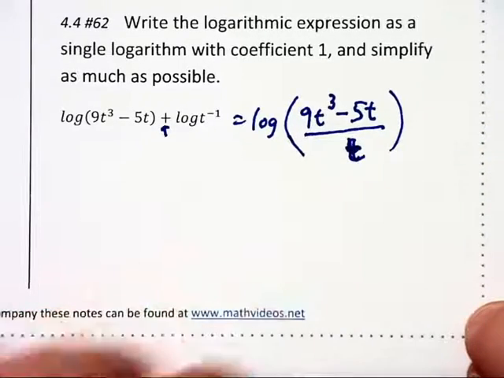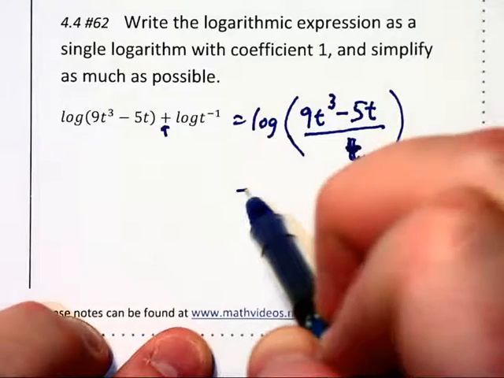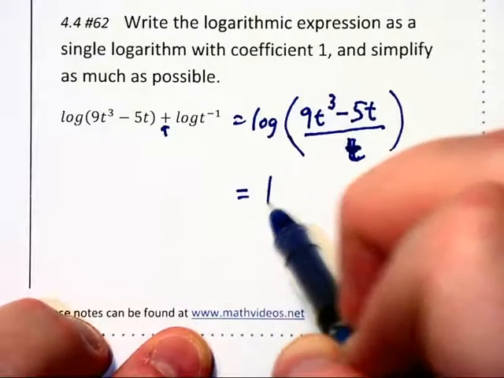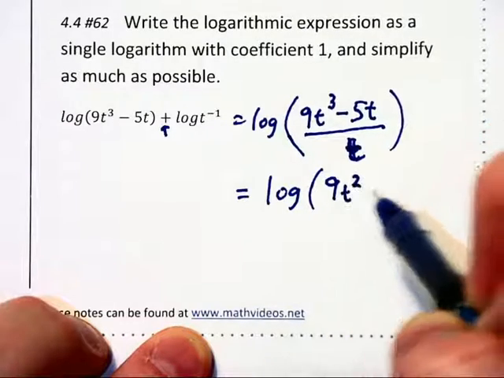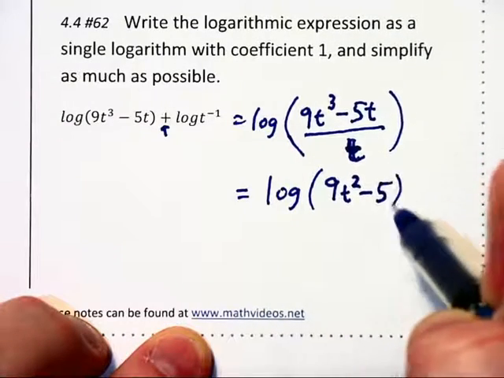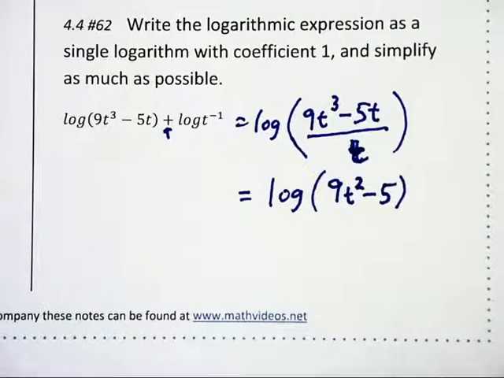Now notice the numerator will factor and cancel, and we can divide a t out of each, which will make this log of 9t squared minus 5. Now we cannot turn that subtraction problem into any division, and that's kind of a different property. That would be division inside the logarithm turning into subtraction. So this problem is pretty much done.